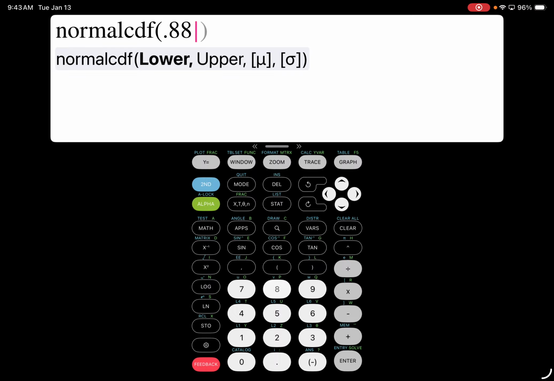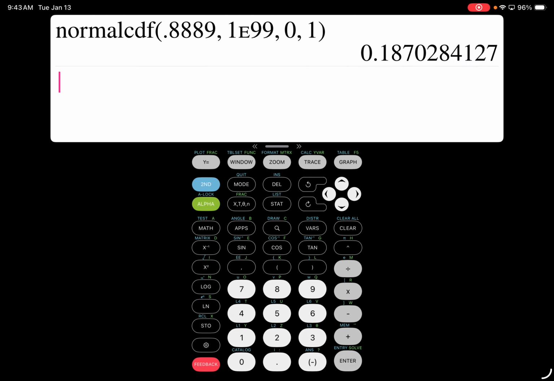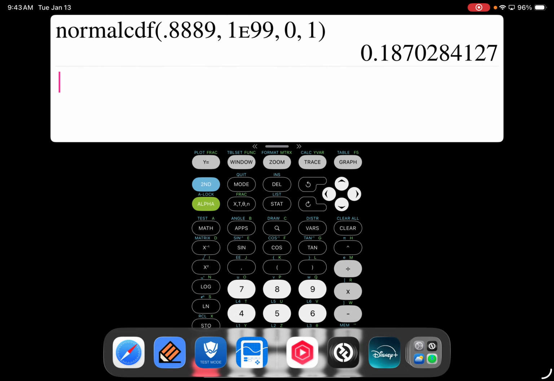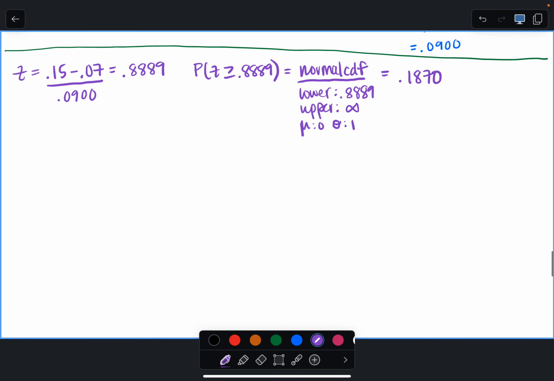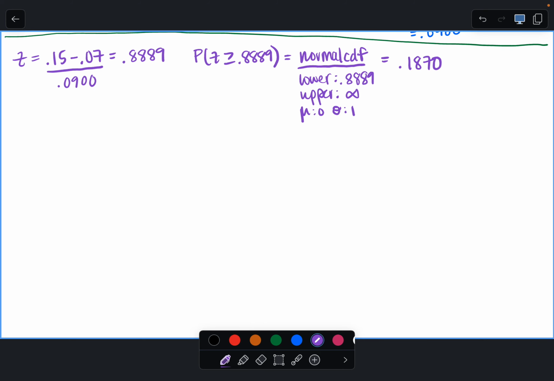So I'm going to go 8, 8, 8, 9. Infinity is typically written as 1e99, and the E is the scientific notation E, which is second comma. The comma is right above the 7. And then we're going to have 0, and we're going to have 1. And so this gives me a probability of 0.1870. So I'm going to write that down, 0.1870.